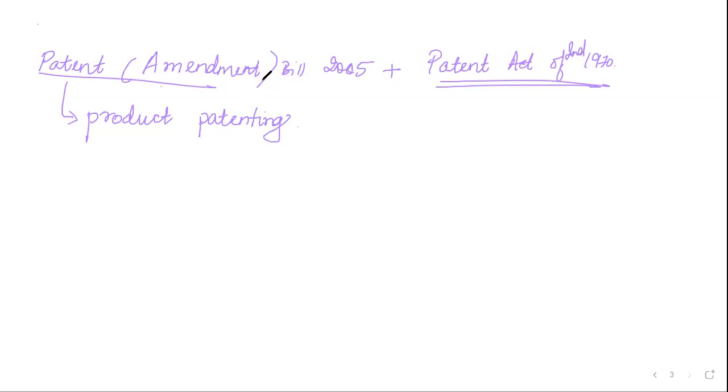What is product patenting? Suppose let's say that I am inventing a whole new drug, or let's say that I am bringing to the market something called Dolo 650. Dolo 650 is something that a particular company manufactures. Right now, I have a drug which is, what is it?